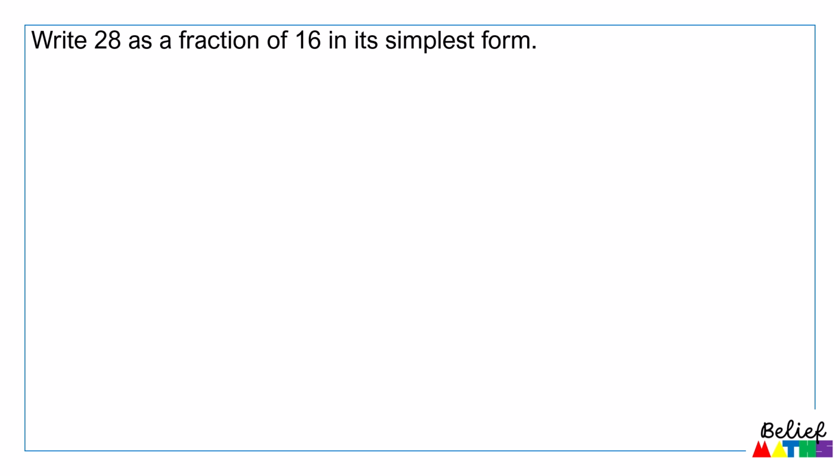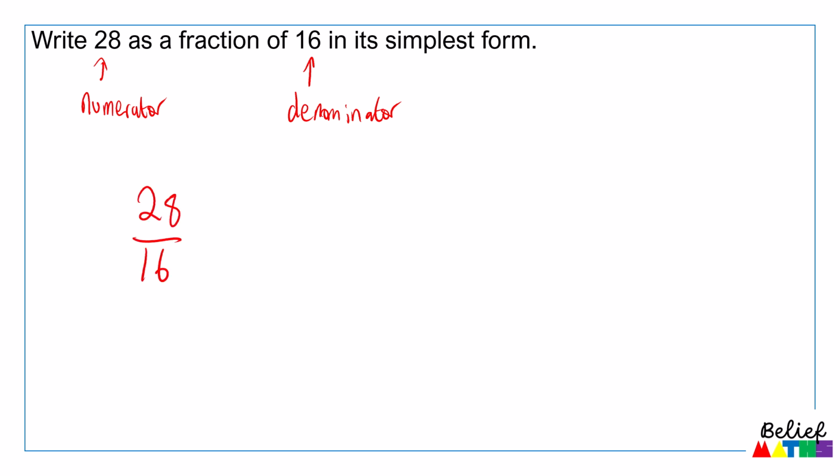Now the mistake that a lot of people make with these questions is they always assume that it should be a proper fraction. It's not always going to be proper, it could be improper. The important thing though is the order: the first number is your numerator and the second number is your denominator. So simply it's going to be 28 over 16.